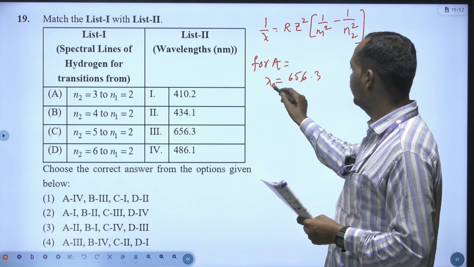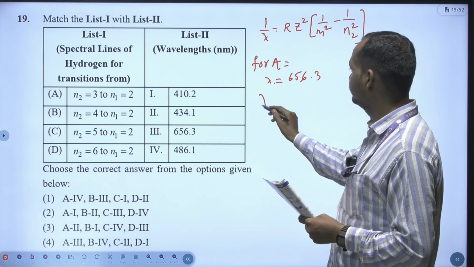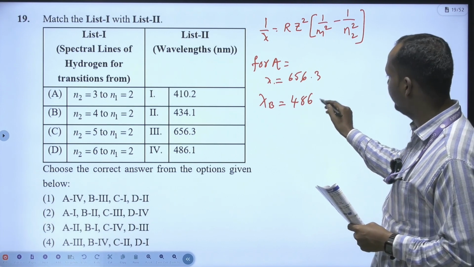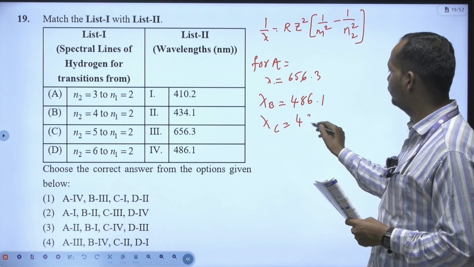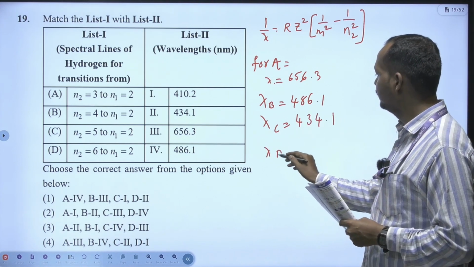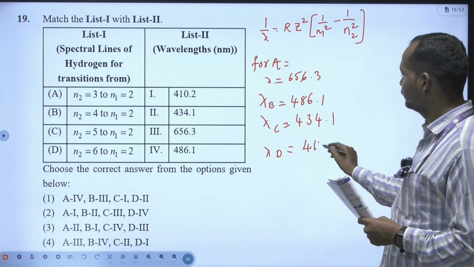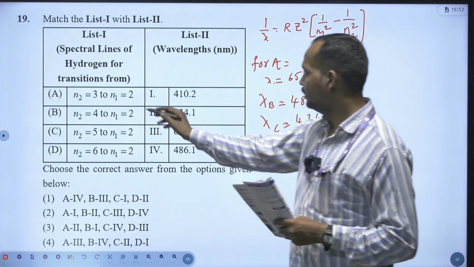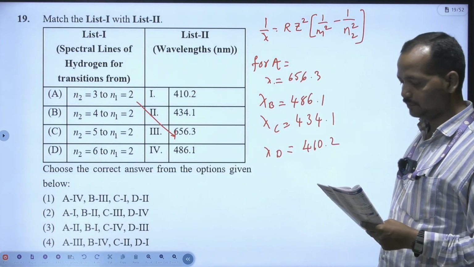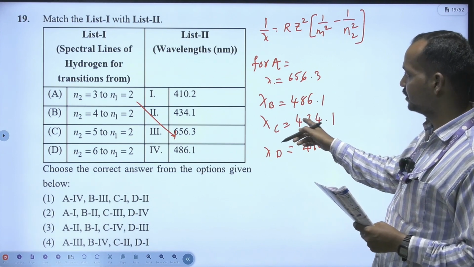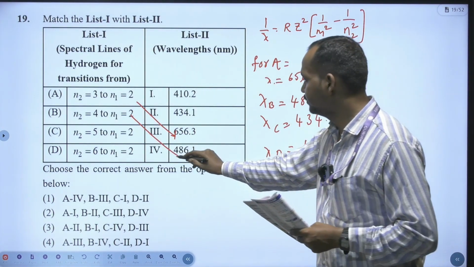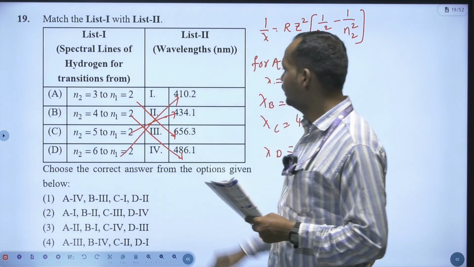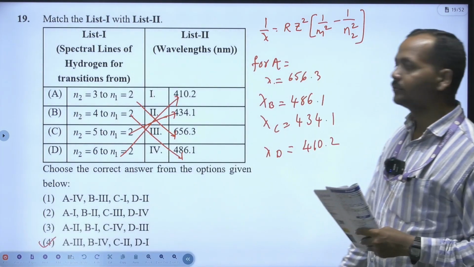656.3 for lambda A. Lambda B, if you calculate, then you are going to get 486.1. For lambda C, 434.1. For lambda D, your answer is 410.1. Then which option is correct for this one? If you see, the first one, 656, will be the third one. Then next 486, the second one will be this one, and C 434, this one, and finally the last one, this one. So this option is D. So option D is the correct option.